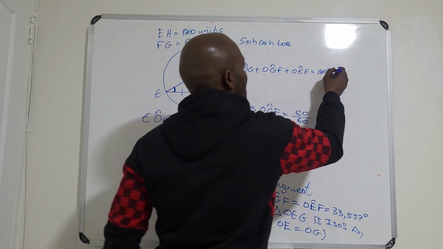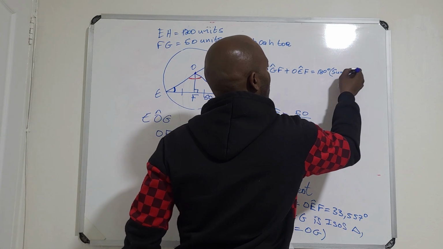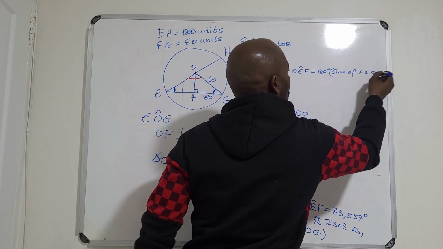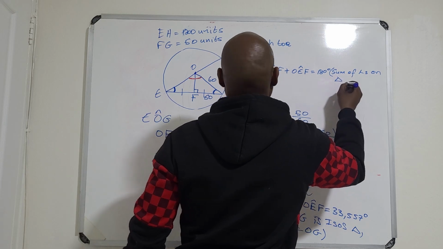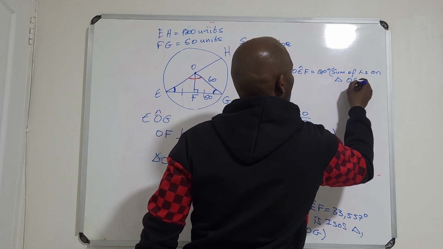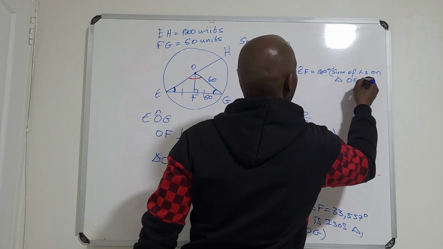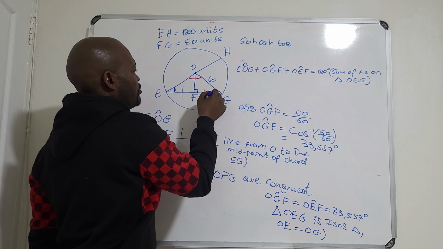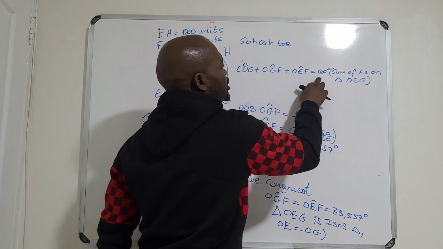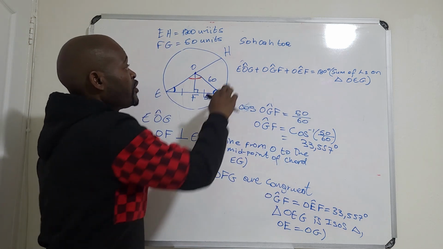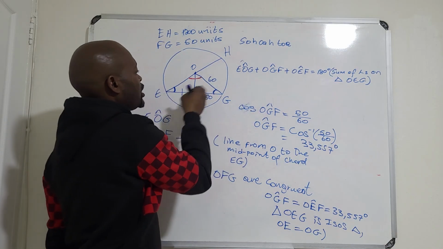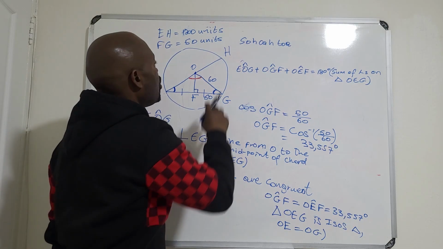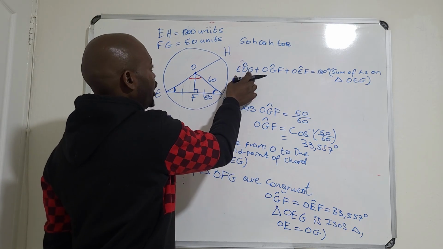Reason: sum of angles on triangle OEG. So this angle plus this angle plus this angle is equal to 180 degrees. We know that the sum of angles on a triangle add up to 180 degrees. Now, we want angle EOG.